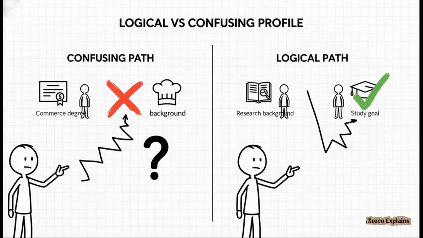It is very important to understand that a weaker but logical profile is often considered safer than a strong but confusing one. For example, consider a commerce graduate applying for a diploma in hospitality. Without a very clear and logical explanation for this career shift, it can signal to an officer that the intent is not genuinely for study. This kind of inconsistency can undermine an entire application.